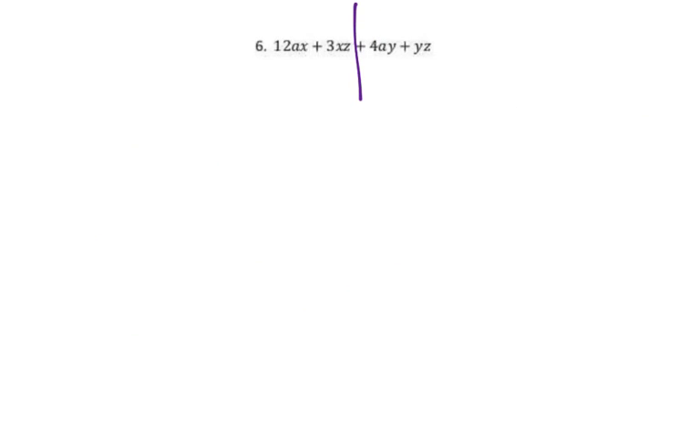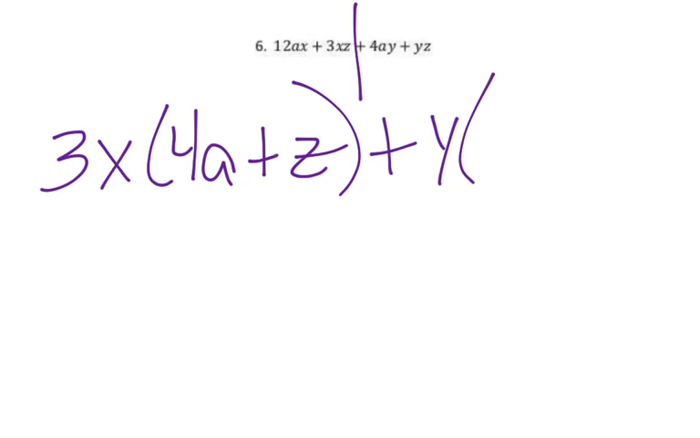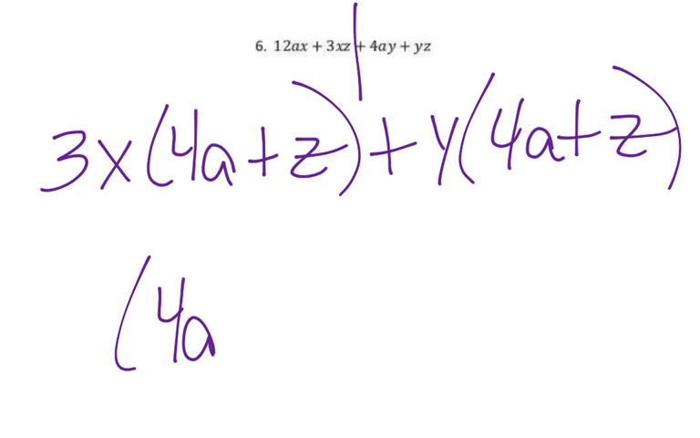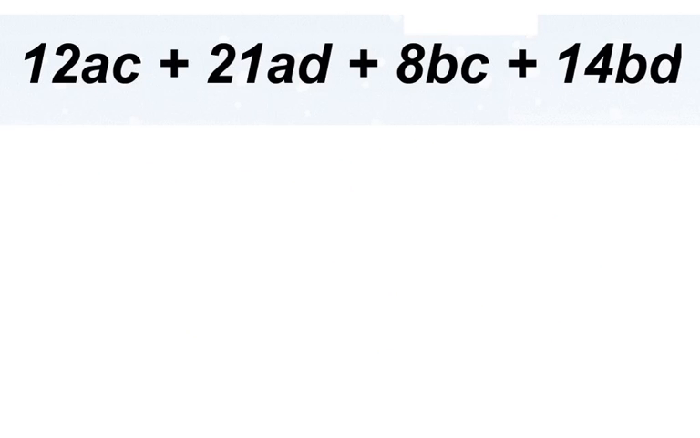Split it in half. They both divide by 3. They both have an x. 4a plus z. Bring down my plus. They both have a y. 4a plus z. So 4a plus z and 3x plus y. That's my answer. Okay, that's all that was on the notes, but just a couple more to make sure you understand what's happening.